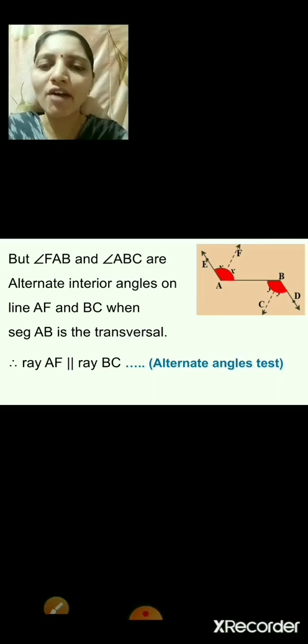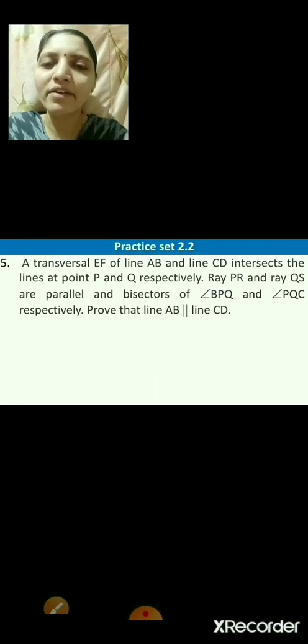So hence we have proved that ray AF is parallel to ray BC. Now let's see one more example.